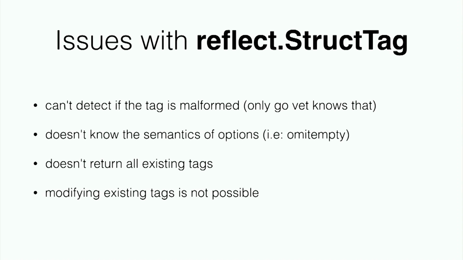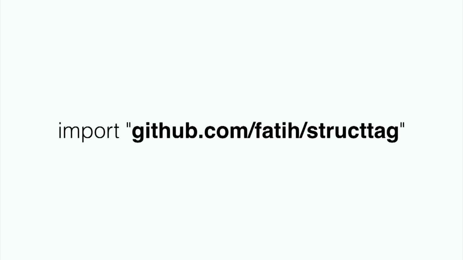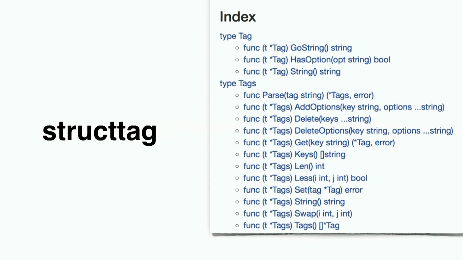So what are these? If your tag is malformed, you don't have any idea what's wrong. As I said, it might be quoted, it is space separated, there must be a space between the key pairs, and many other problems, like you can't go and parse the options themselves as well. Because of these problems, we can't just use the struct tag. So we need to improve it, and how do we improve it? We go and write a new package for that. I wrote a package called structtag, which has many methods to deal just with this.